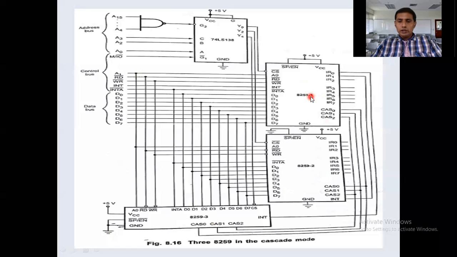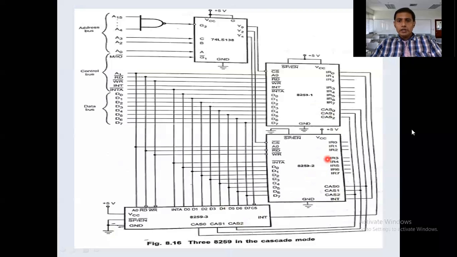Initially, the master will assign an initialization code to each slave with the help of the lines CAS0, CAS1 and CAS2. These 3 bits are the inputs to the slaves and outputs for the master. So with the help of these 3 bits, the master sends the initialization code to the slaves. These 3 lines are connected to slave 1. Similarly, 3 lines are connected to slave 2. For example, the master gives initialization code 000 to one slave, and for this one the initialization code is 001. Like that, it will send a 3-bit initialization code to each slave.